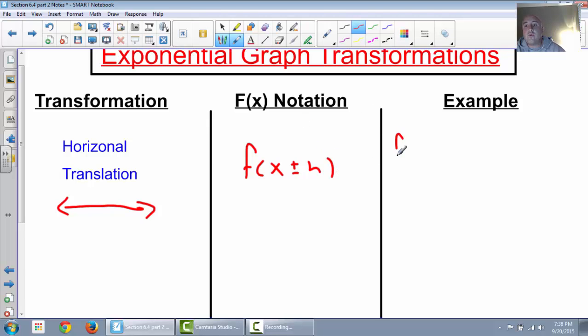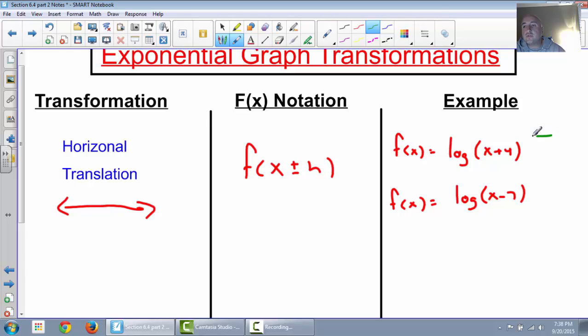Okay, and what do some of these examples look like for logs? So let's say we have log of x plus 4, and let's say we have log of x minus 7. Okay, so these two things do two totally different things. This one has a positive h, that's going to go to the left 4, and this one has a minus h, so this one's going to go to the right 7. Okay, so if you want to write this down again, a positive h moves left, a negative h moves right.